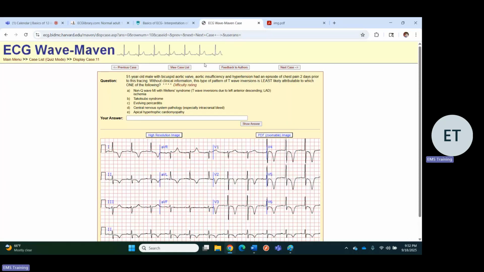Let's see. Bicuspid aortic valve. Interesting. Aortic insufficiency, hypertension, episode of chest pain 2 days prior to this tracing. Oh, yeah.